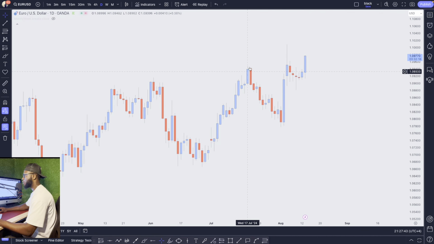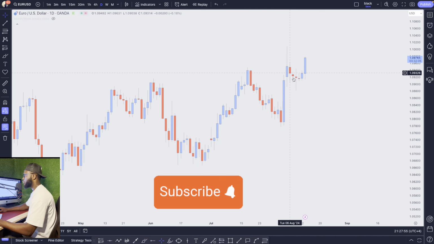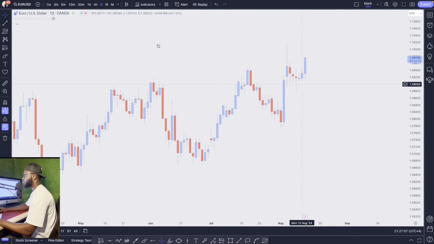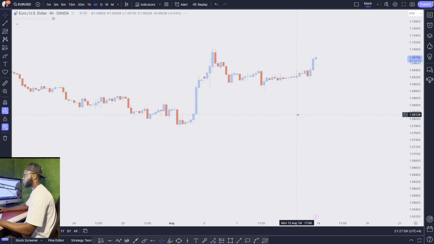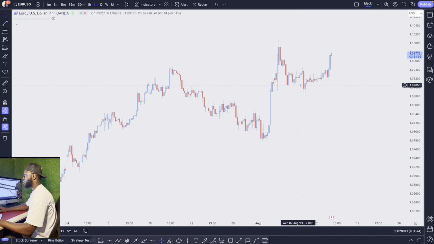Price broke this high, we had a pullback, and then we had an impulsive move to the upside. We broke this structure, we had a pullback, and currently price is pushing to the upside. So whenever there is a break of structure, there is always a pullback before the continuation of the trend, right? So let's go to the 4H, and as you can see, this is the pullback that price made, and price is currently pushing to the upside, right?